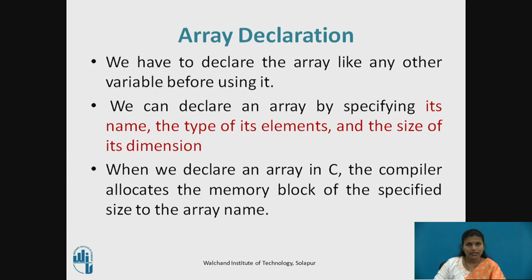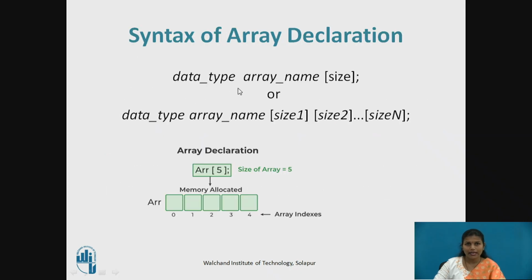Let's see the array declaration. We have to declare the array like any other variable before using it. We can declare an array by specifying its name, the type of its elements, and the size of its dimension. When we declare an array in C, the compiler allocates a memory block of the specified size to the array name. Let's see the example.